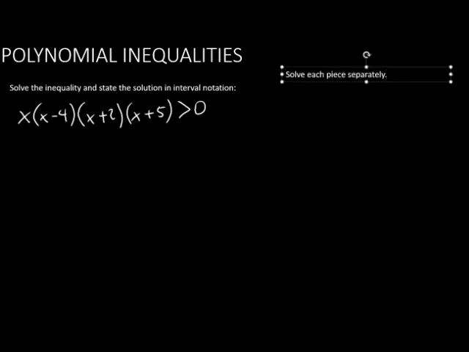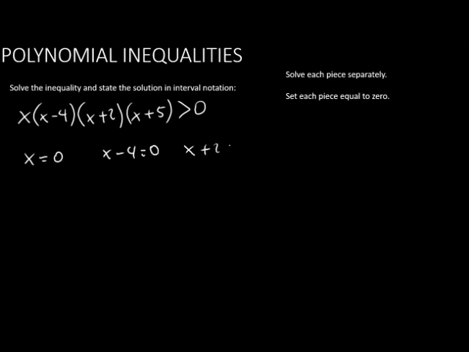We will set all of the pieces equal to 0. So we will have x equals 0, x minus 4 equals 0, x plus 2 equals 0, and x plus 5 equals 0. Now, if you ever have x equals 0, don't do anything to it. It's already okay as is. This means that 0 will be one of our solutions.